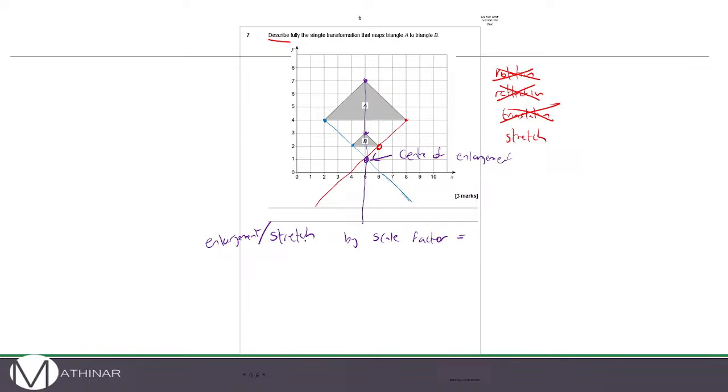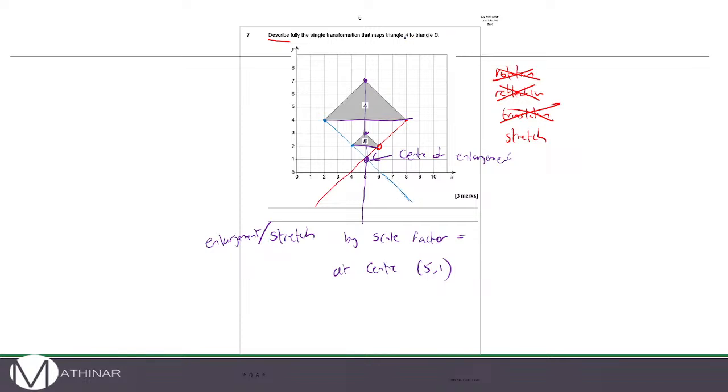Okay, enlargement's probably better. By a scale factor equal to something at center, and then this coordinate here, 5, 1. So all we need to do is fill in the scale factor. So we look at the base of this. The base of this measures 2. The base of this measures 6.